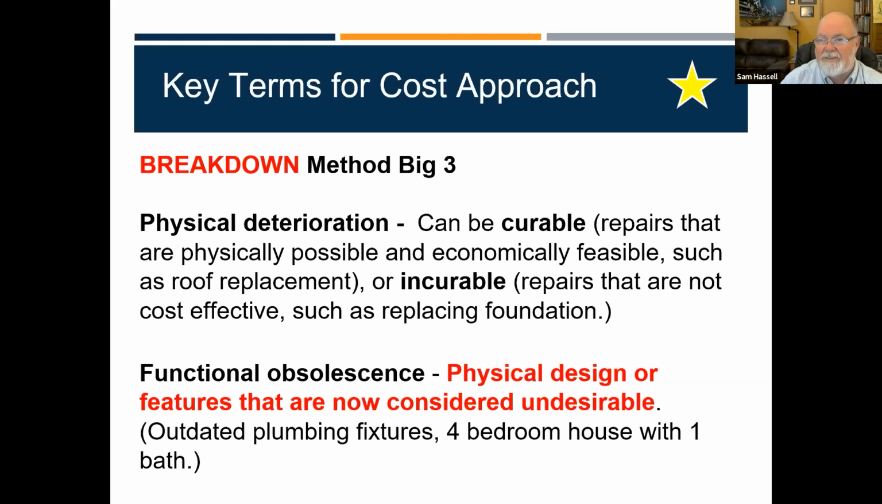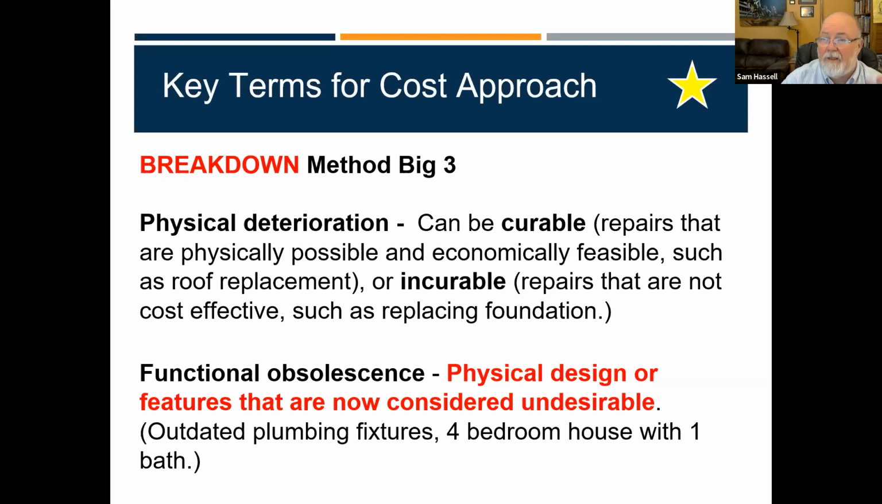We also have functional obsolescence. If I have 4 bedrooms and 1 bathroom, is that functionally adequate? Not really, not in modern day. If I have a window air conditioner that cools the whole house, is that functionally adequate? Probably not, depending on the size of the house. So these are physical designs or features that are now considered undesirable, like outdated plumbing fixtures. One bathroom and 4 bedrooms was not unusual back then, one bathroom for the whole family. Now, if you had 2 people in each bedroom, which is what the law is, that's 8 people sharing 1 bathroom. So this is functional obsolescence.